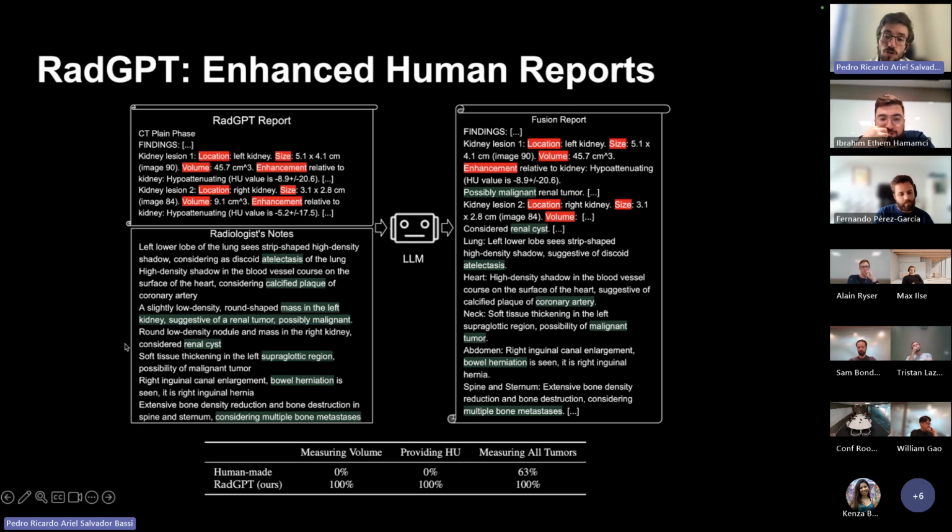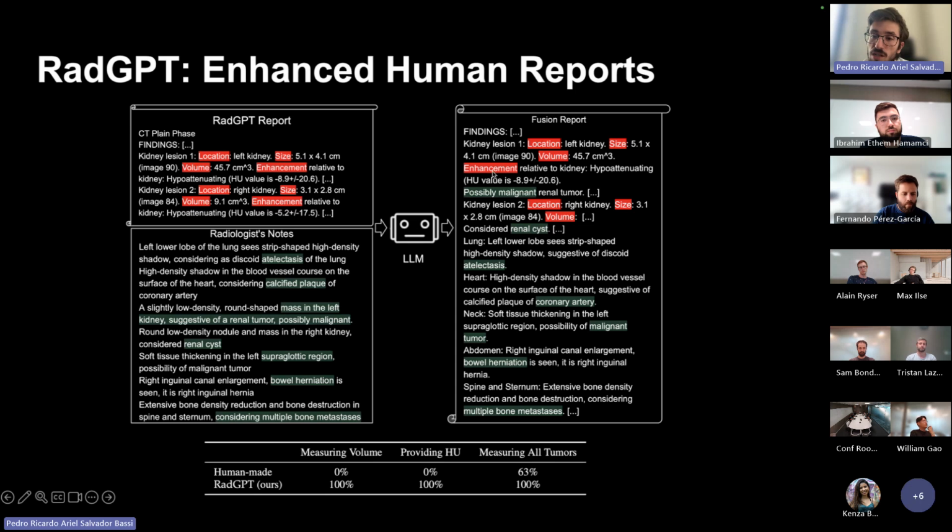So for 240 samples of our data set, we have human-made notes or reports about these CT scans. Some of them come from public data sets, and some of them were written by our radiologists. And what we did is we asked a large language model, again the same Llama 3.1, to fuse the information in the segmentation-based reports, which we call the RadGPT reports, and in the human-made radiologist notes. And it joins these two reports, creating a single enhanced human report, which has all the information in both the segmentation-based reports and the human report.